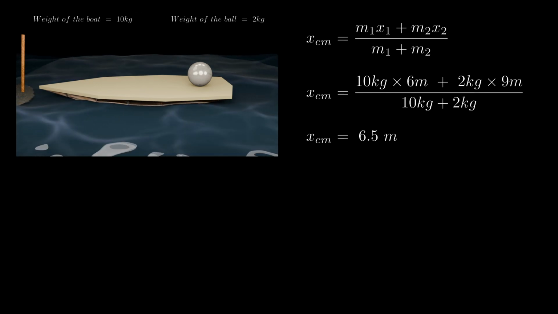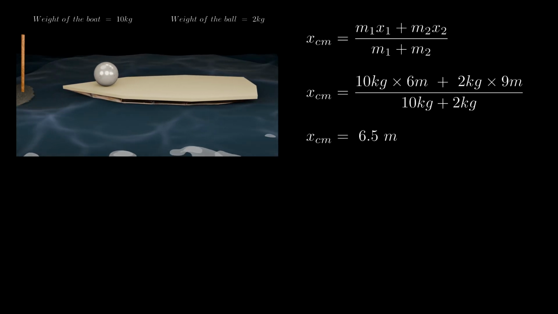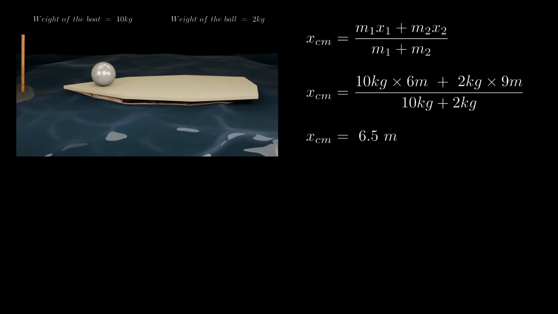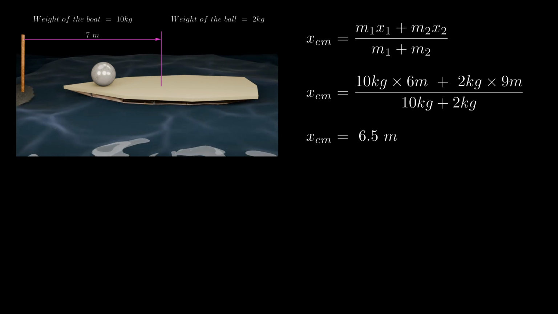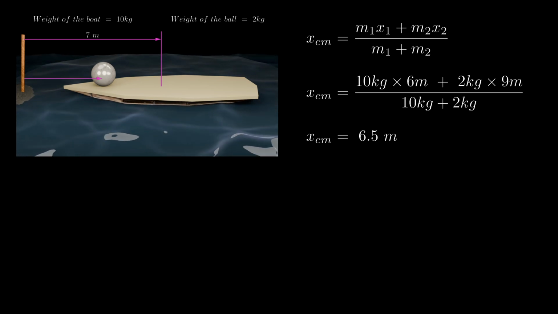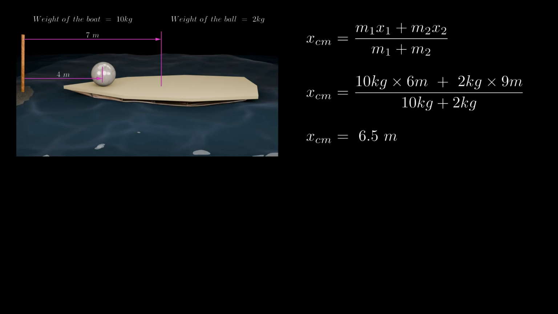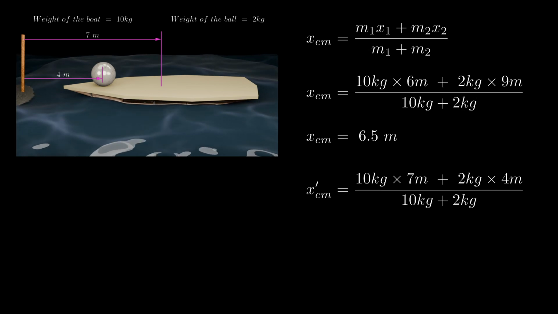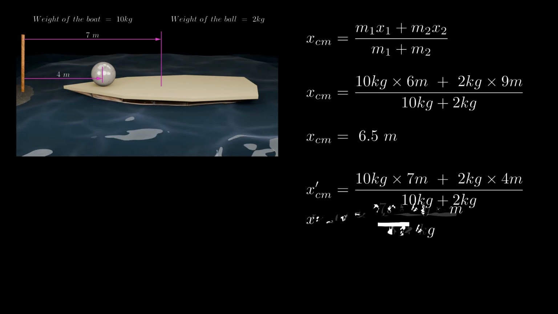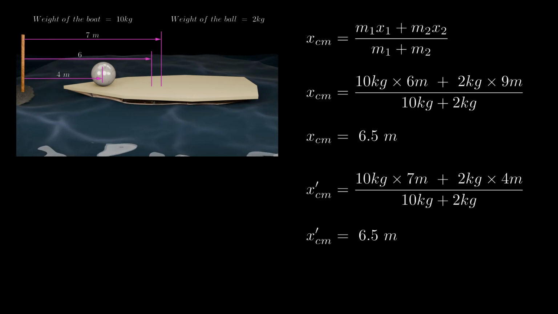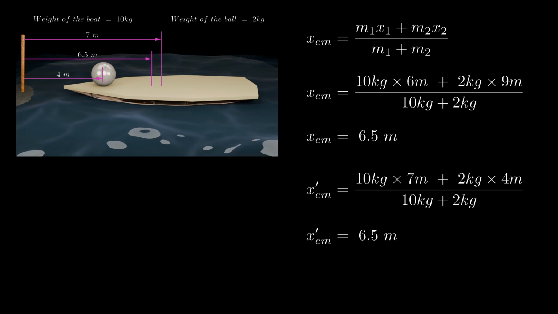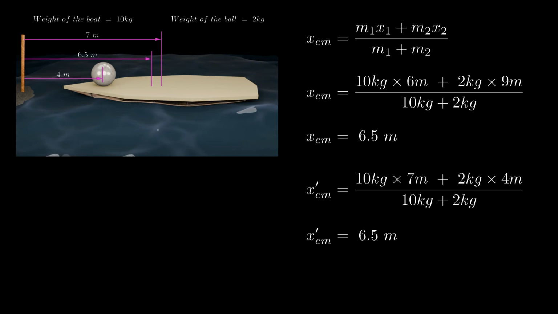We will now allow the ball to roll on the boat's deck, and measure distances from the post again. This time, the distance from the post to the center of the boat is 7 meters, while the distance to the ball is 4 meters. Let's use the new distances to identify the system's center of mass. Interestingly, the center of mass of the entire system remains the same, at 6.5 meters from the post.